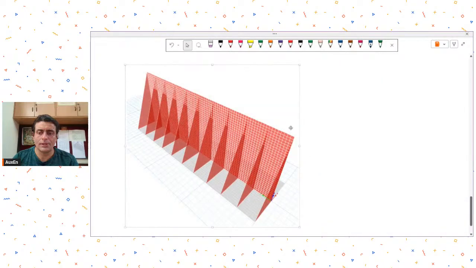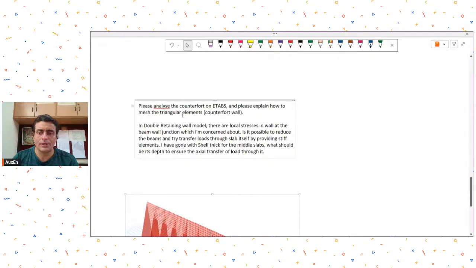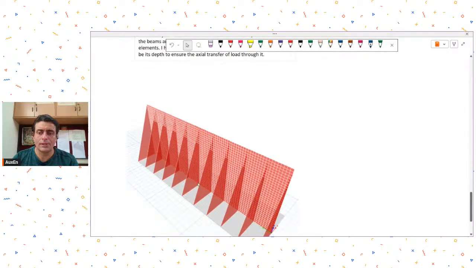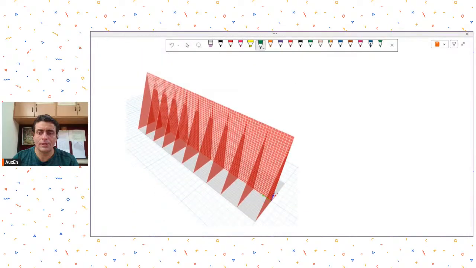So this is his counterfort, and he's asking how to mesh the triangular elements. For meshing the triangular elements, you can go to the elevation. I don't know if you have made the grids or not, and no, you have not made the grids. So you go to elevational view and make grid lines such that these counterforts are on some grid lines.